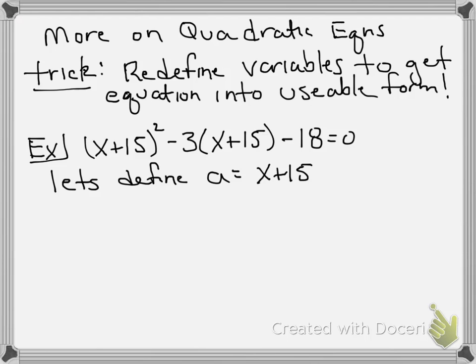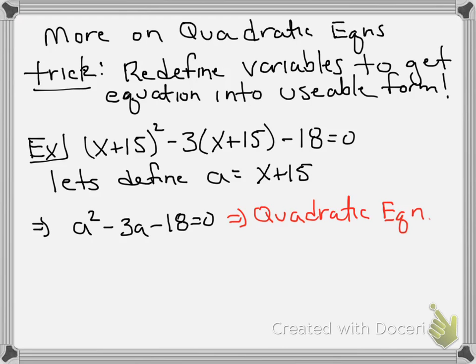Okay, so now we've got a equals x plus 15. Now we're going to substitute that into our original equation, and we get a squared minus 3a minus 18 equals 0, which is just the quadratic equation. And this we know how to solve, right? This was fairly straightforward, as we saw in the last video. This one we can actually factor, so if I can factor it, I'm going to do so. Otherwise, look back at the previous videos for the general solution.